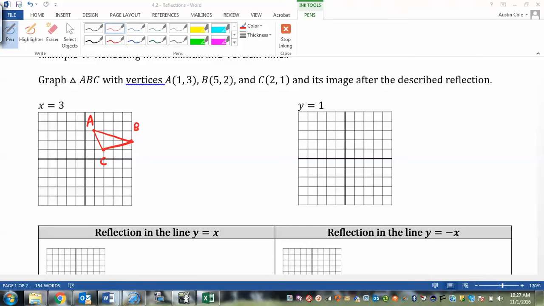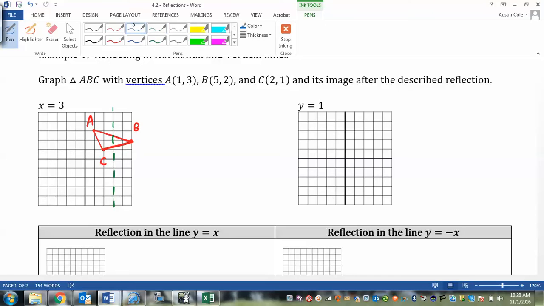Okay, so we're going to reflect over the line x equals 3. Now, we talked about this last chapter. What does the line x equals 3 look like? Up and down or side to side? Side to side. No, up and down. Up and down. I'm going to go over to 3 on my x-axis. Okay, and this is going to be our line of reflection. That is the line we're going to reflect over.